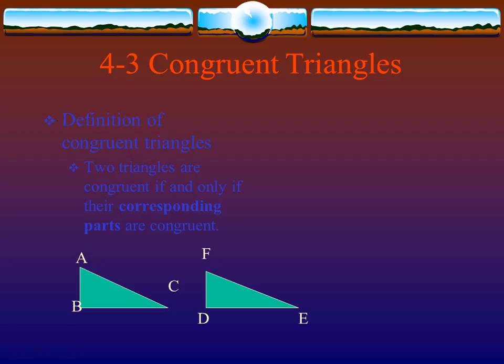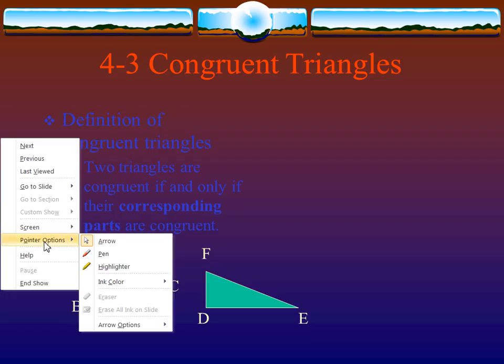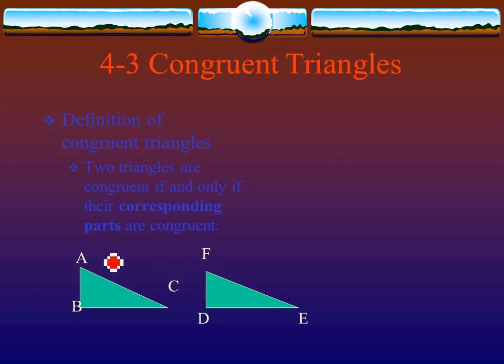All right, definition of congruent triangles. You probably can't see that, can you? Definition of congruent triangles: 2 triangles are congruent if and only if their corresponding parts are congruent. So in other words, in this picture, angle A would have to be congruent to which angle? Angle F. Angle B would have to be congruent to which angle? D, good. Angle C would have to be congruent to angle E.